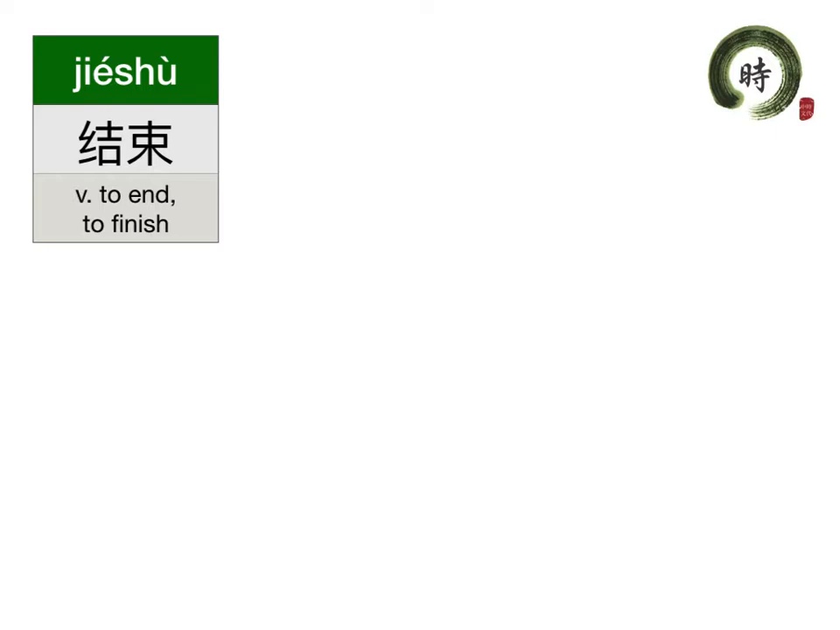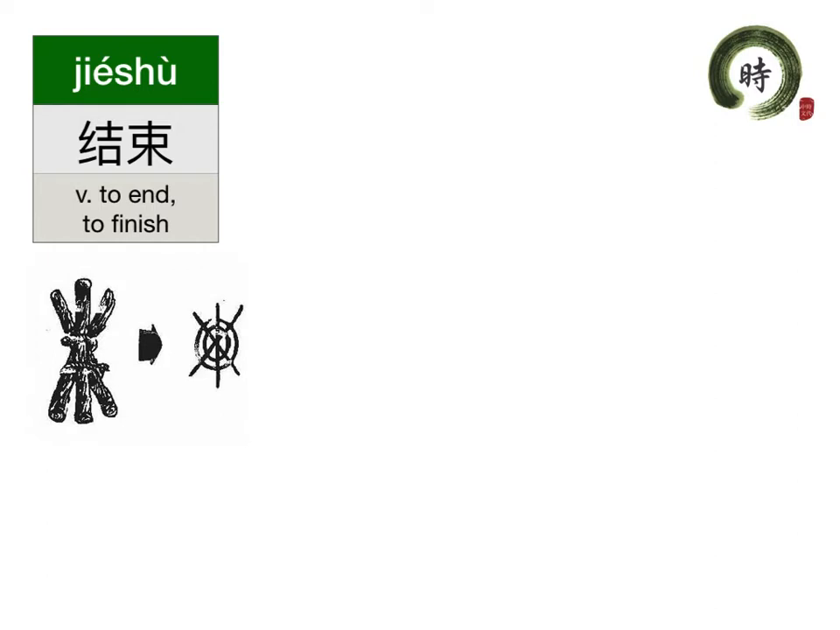Before, we have already learned this 结. 这是结婚的结. Do you still remember 结婚? 非常好, to marry. And let's take a look at 树 here. 树 originates from the image of a bundle of wood. Let's take a look at the change of this character here. Okay, so both 结 and 树 have the meaning of to conclude. So for 结束, it means to end or to finish.